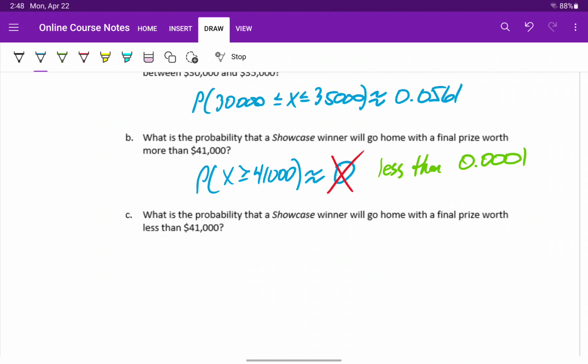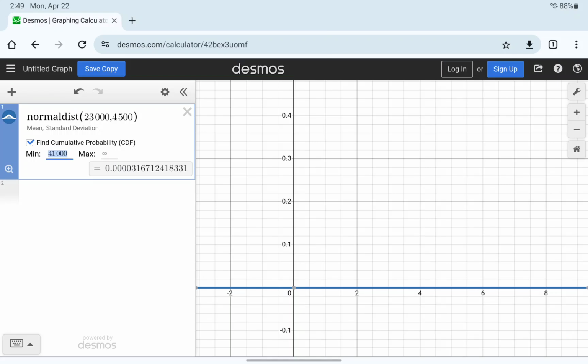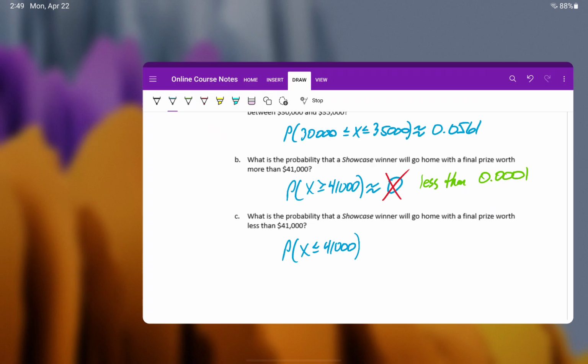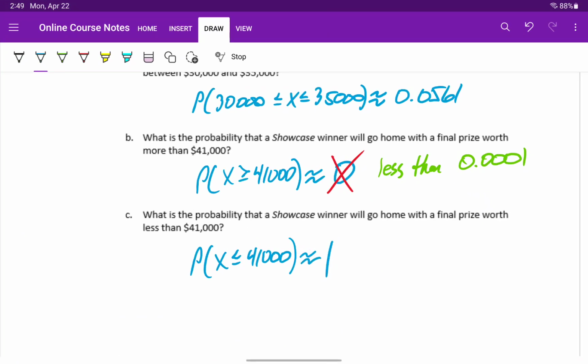In part C, what's the probability that a showcase winner will go home with a final prize worth less than $41,000? So instead of having that be our minimum, we'll have that become our maximum, and we get something that would naturally round to 1. But again, in terms of probabilities, that means that outcome is guaranteed to happen. So rather than entering 1, we'll say that probability is more than 0.9999. So not quite 1, but very, very high.